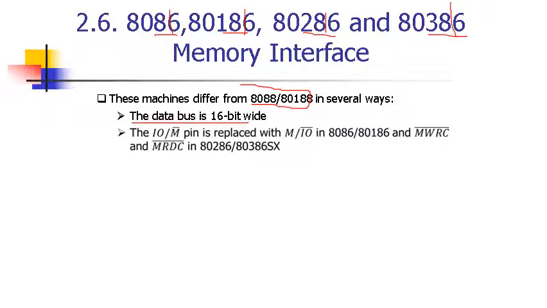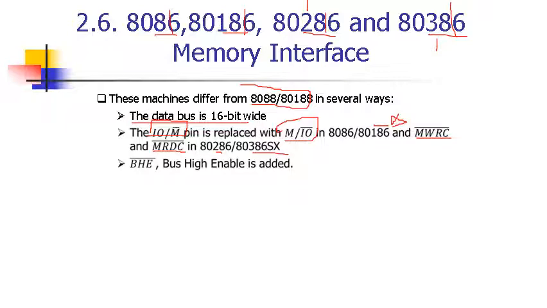Again here, the IO/M bar used in the 8088 is reversed for the 8086, M/IO bar instead of IO/M bar. And in higher versions, 286, 386, they use different signals. They call it memory write control and memory read control in 286 and 386.